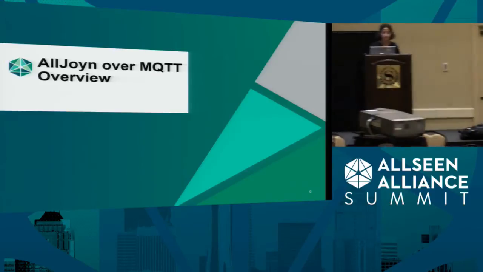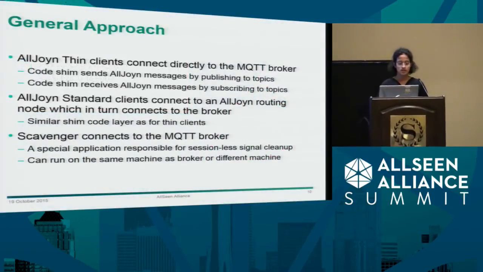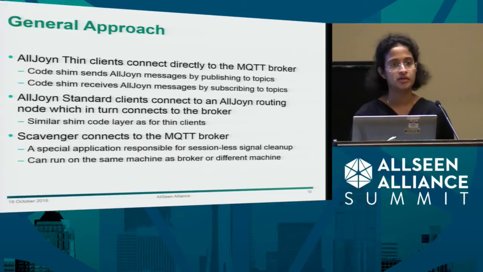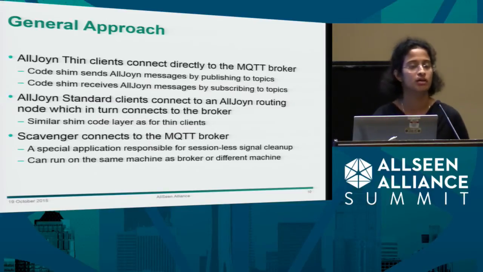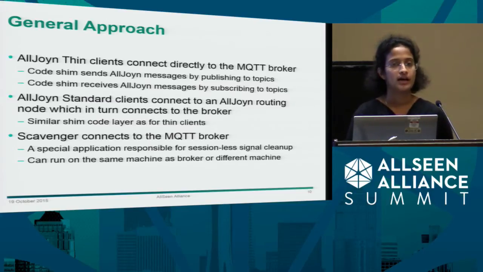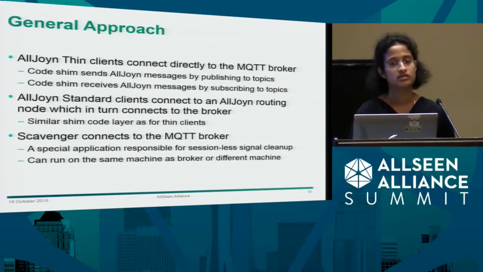Thank you, Greg. So let's go over a high-level overview of AllJoyn over MQTT. As Greg mentioned earlier, we wanted it to be transparent to application code. So what we did was have a code shim layer that sits beneath the application layer. Now instead of sending AllJoyn messages, it publishes the message, that is, the whole payload would be the AllJoyn message, to a particular topic. And on the other hand, instead of receiving, it subscribes to the appropriate topic.